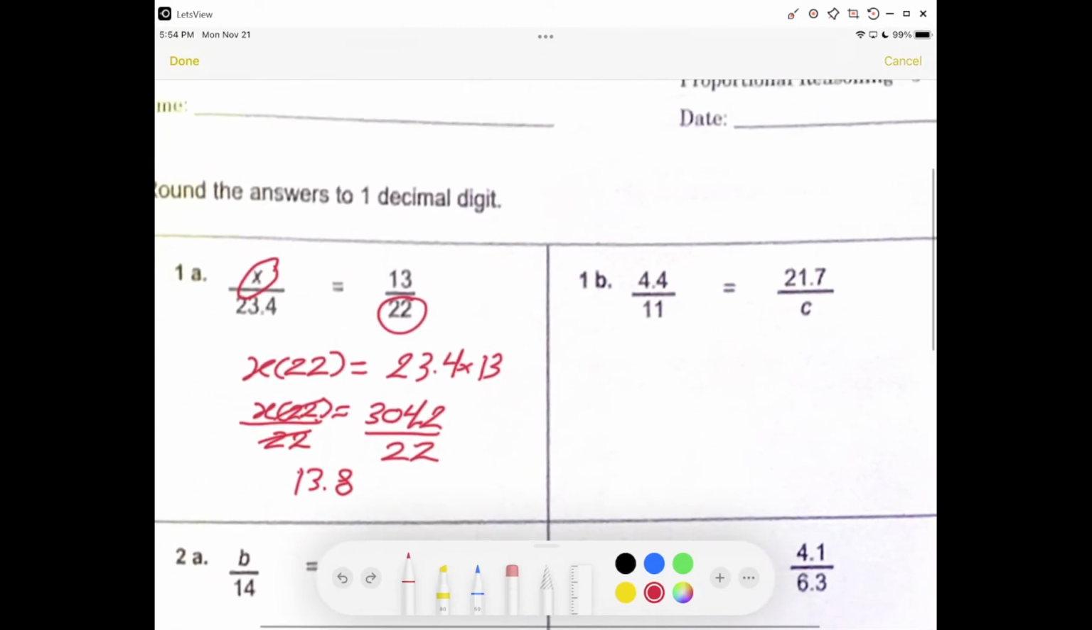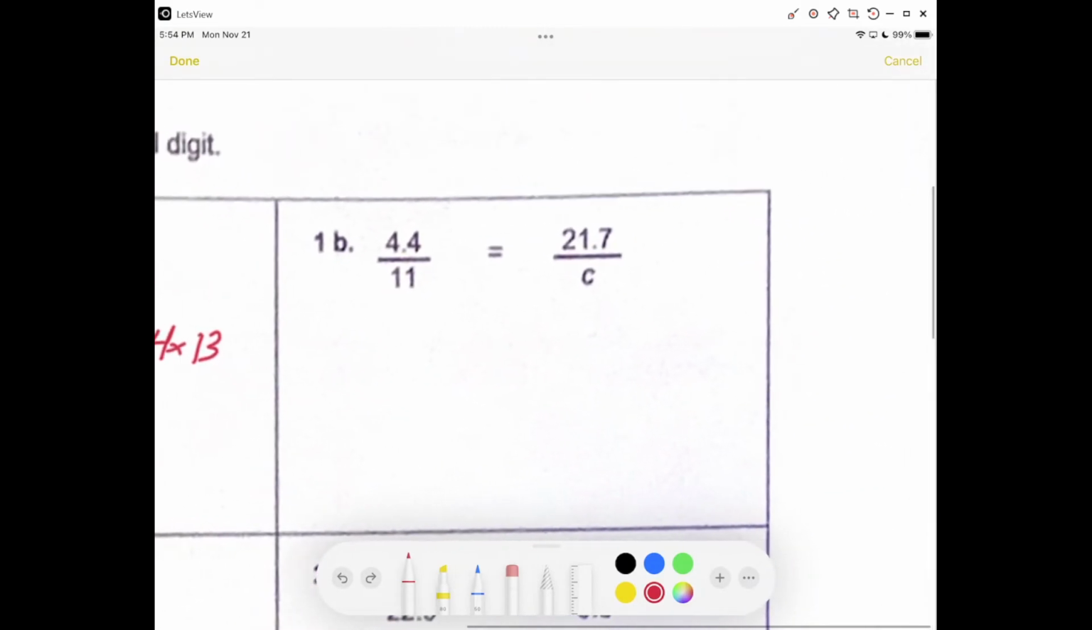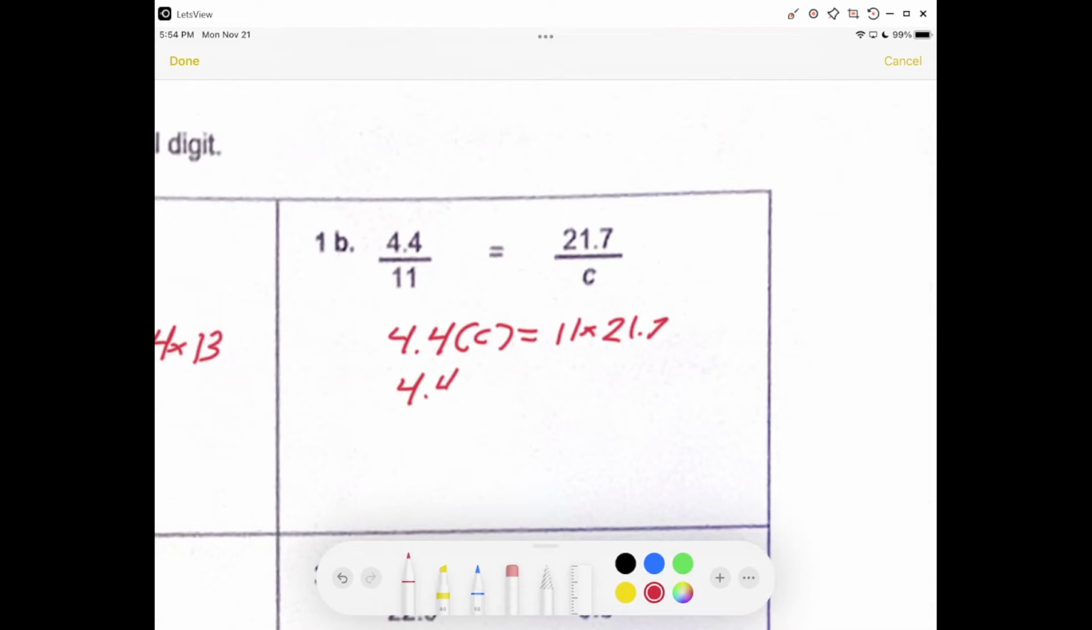How do you do 1b? Well, that's very similar to 1a, and we're just going to use the cross multiplying method. So let's begin. That will be written down as 4.4 c is equal to 11 times 21.7. So first we have to do 11 times 21.7, which is 238.7.